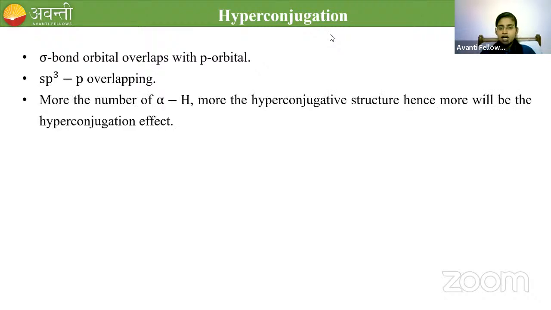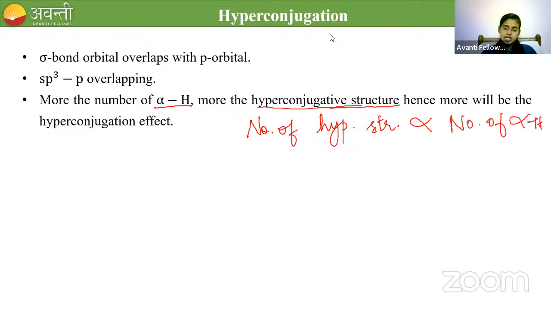Now, the more the number of alpha hydrogens, the more the hyperconjugative structures, so the more the hyperconjugation effect. So the number of hyperconjugative structures is directly proportional to the number of alpha hydrogens present. Suppose a compound has 6 alpha hydrogens and the other compound has 9 alpha hydrogens. The compound with 9 alpha hydrogens will have more hyperconjugative structures, and the effect will also be more in that case. Now you may ask me, ma'am, which is alpha hydrogen? I will tell you what is called alpha hydrogen.